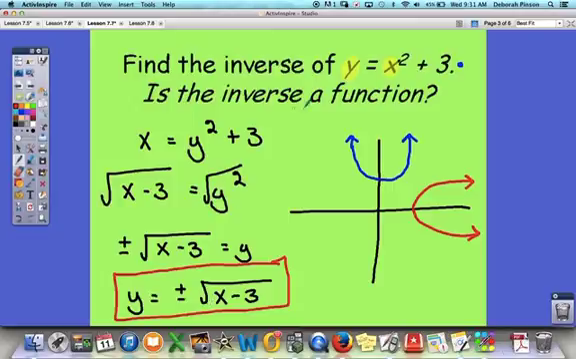Now I asked you one more question here. I asked you if the inverse was a function. Now this was my original. It is a function. It passes the vertical line test. But if you look at the inverse, it fails the vertical line test. No, it's not a function.